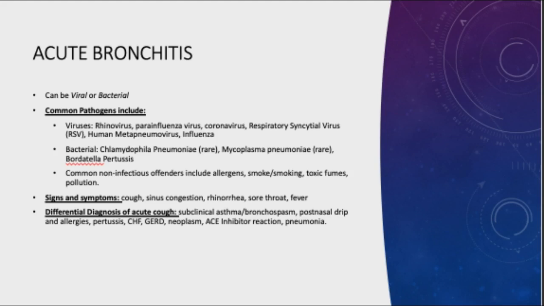So one thing important to note is that acute bronchitis can be viral or bacterial. So you can see on the slide I've included some common pathogens that you may find, and I also separated them into viruses and bacterial. Some other common non-infectious offenders can include allergens. So that one may be seen more so over the spring, summertime. But tobacco, smoking, toxic fumes, pollution, those can all cause an acute non-infectious type bronchitis as well.